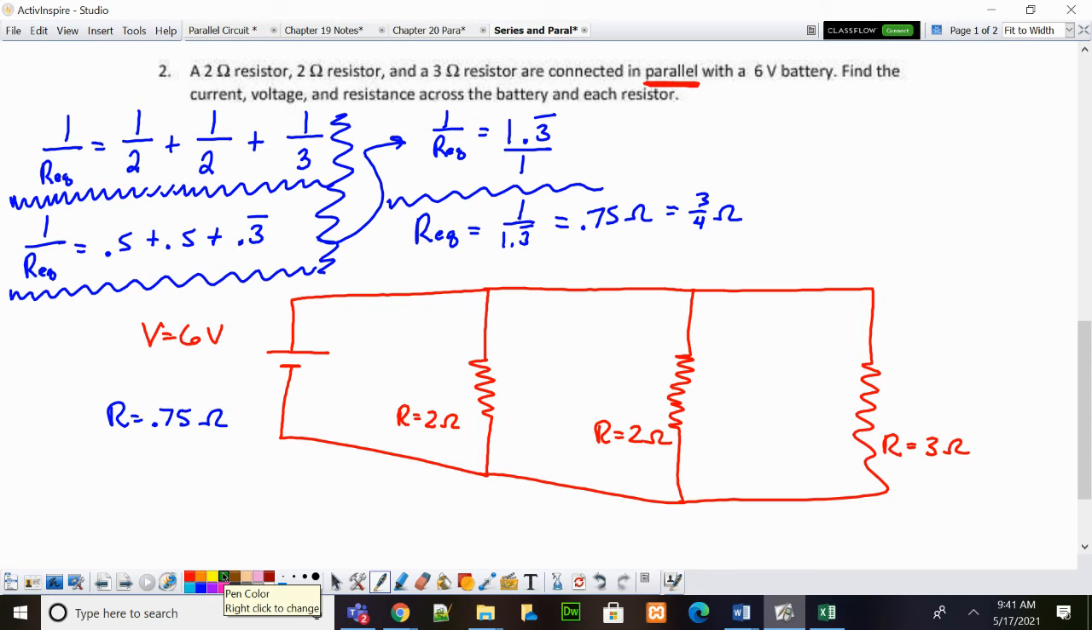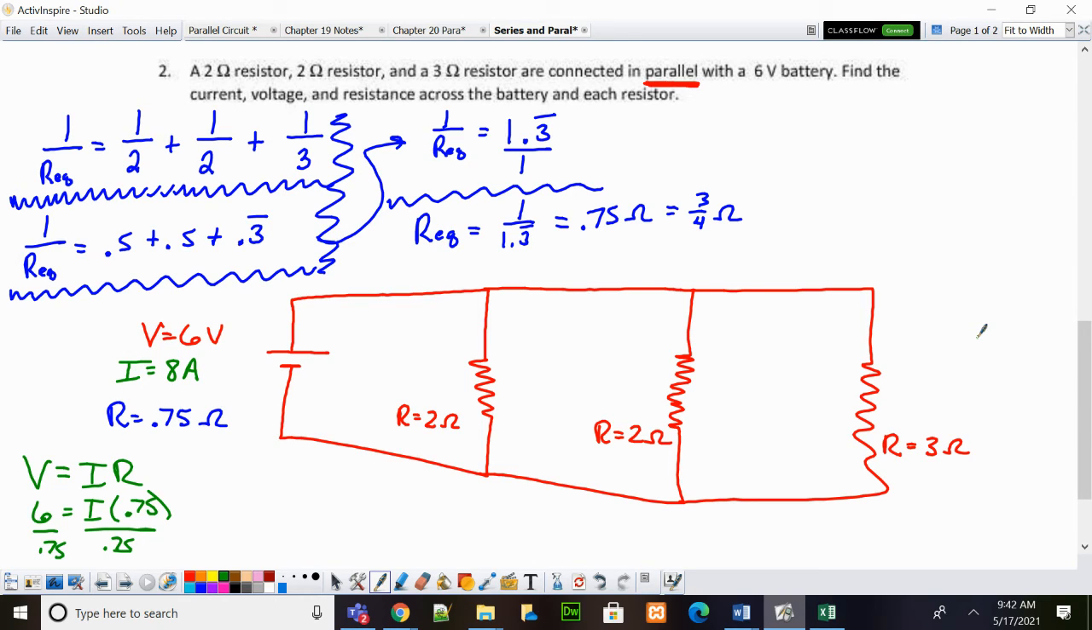So the next thing I'm going to do is find what's missing here at the battery, which is the current. And to do that, I'll use Ohm's law. Voltage equals current times resistance. So 6 equals the current times 0.75. Divide both sides by 0.75. And I get the current is 8 amps. So now I need to go ahead and solve for the missing pieces for each of the components.